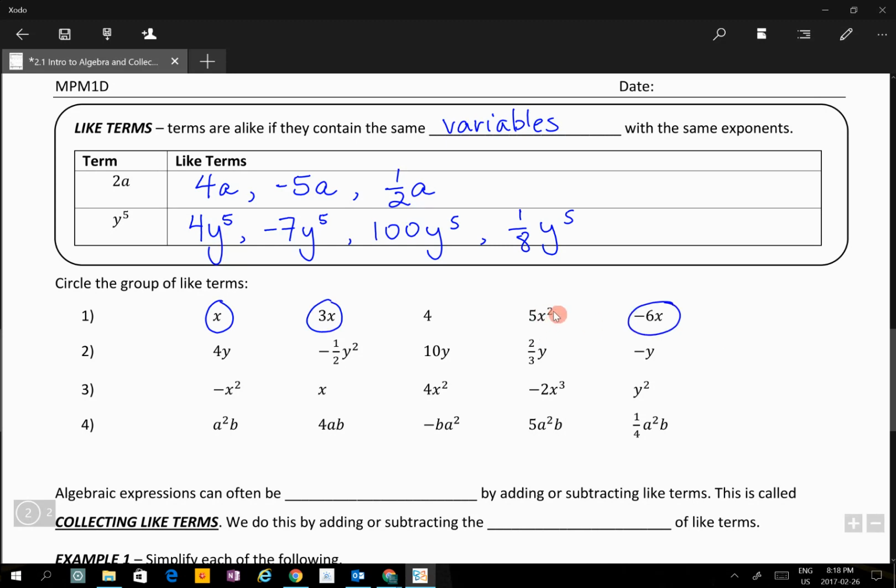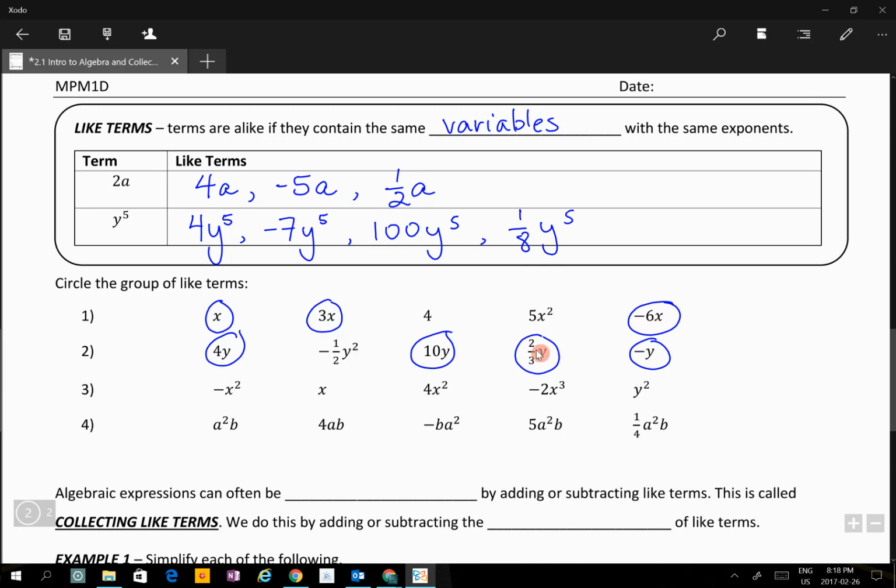5x squared is not a like term because it has a different exponent. And 4 is not a like term because it is a constant value with no variable. Number 2, what are my like terms here? Well, it looks like it's going to be the like terms that all have a single y variable. So 4y, 10y, 2/3 y, and -1y, or negative y. The only one that's not included is the variable with the y squared.